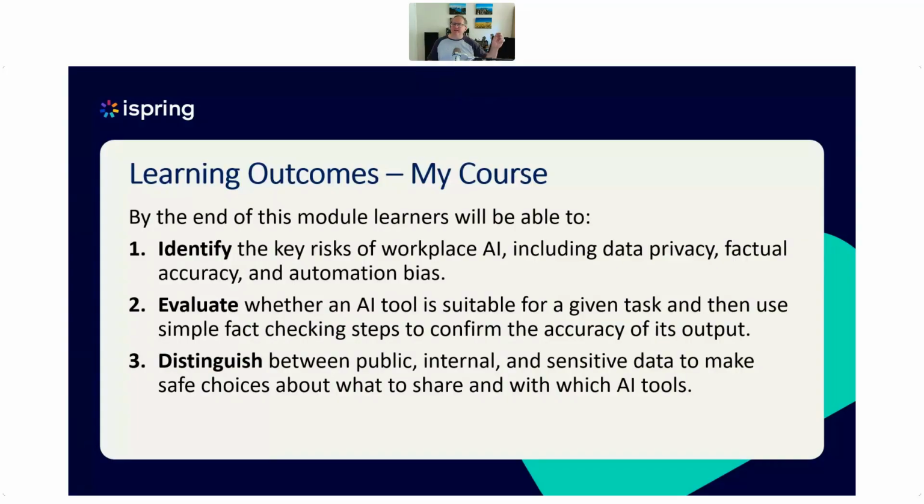You look at your AI tool, you go, is this the right AI tool for what I want to do? And then you check it afterwards. So it does kind of line up, but if we were being really fussy, we might say it's double-barreled: not perfect, but okay. And then my 3rd one: distinguish between public, internal, and sensitive data to make safe choices about what to share and with which AI tools. So there I've got 3 things. Those are the things that I want my learners to be able to do at the end of my course.